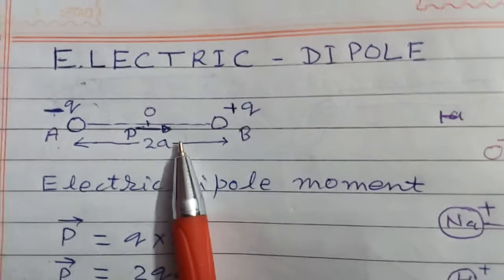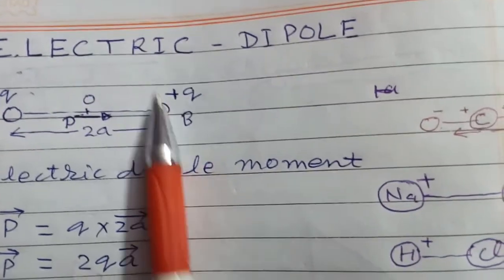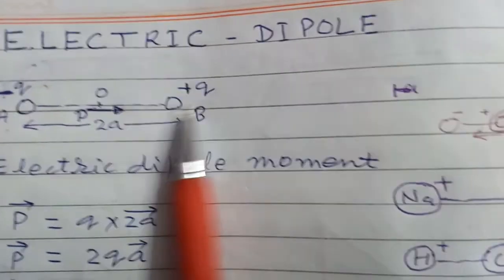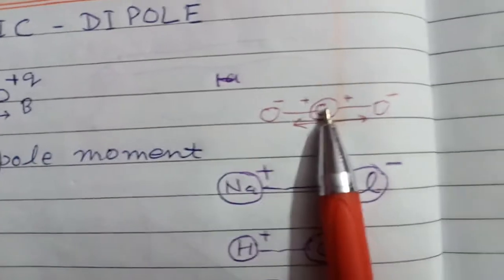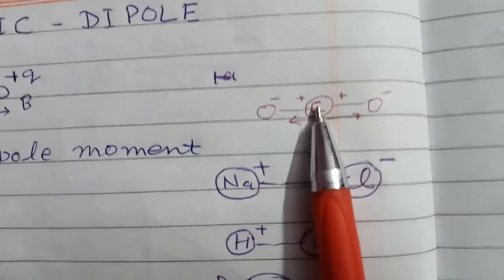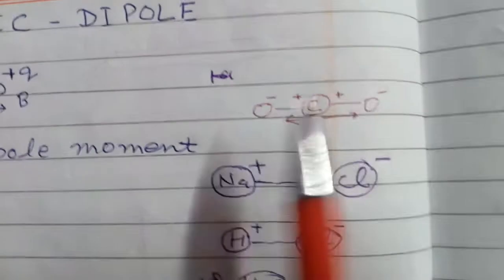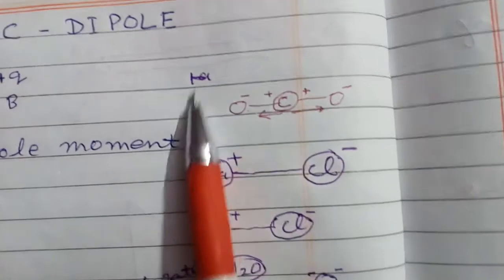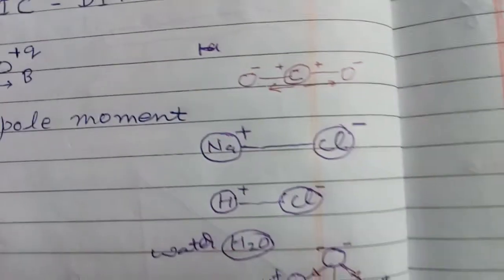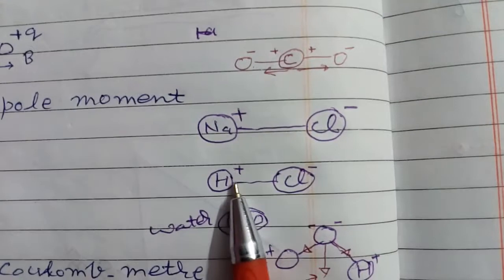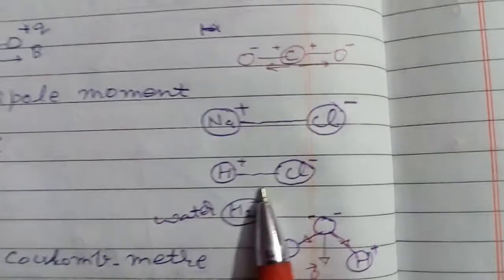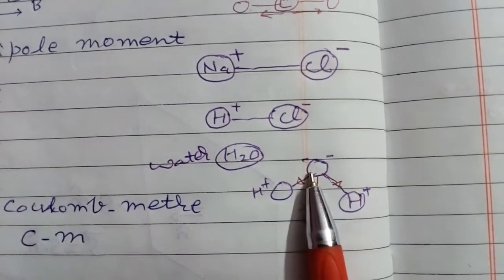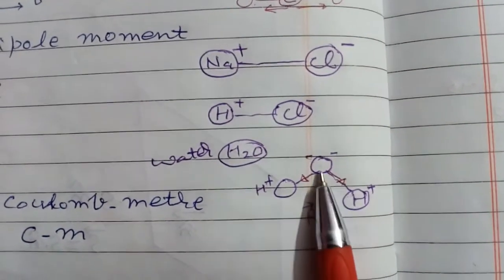Electric field lines are emerging from plus q and terminating at minus q, but direction of dipole moment is from minus charge to plus charge. So this is one p and this is the other p. Since they are equal and opposite, therefore net dipole moment in carbon dioxide molecule is 0. Now in H plus and Cl minus there is permanent dipole moment. In H2O there is permanent dipole moment. This is P and this is P and this is the resultant of P.